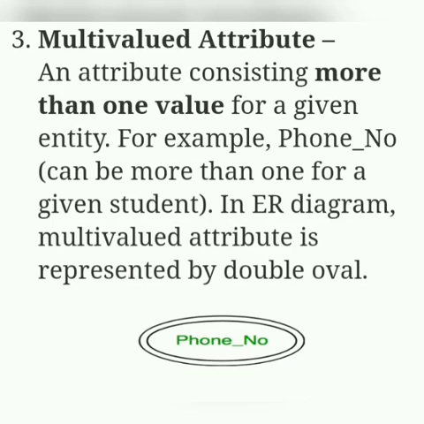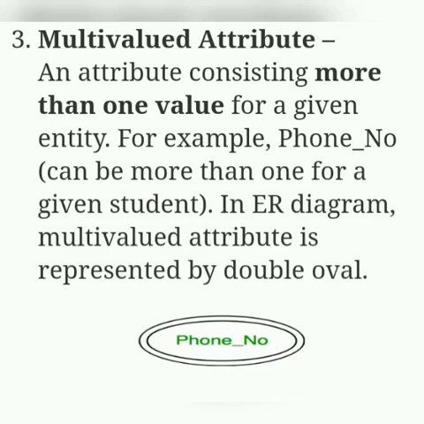Next one, multi-valued attribute. An attribute consisting of more than one value for a given entity. For example, phone number can be more than one for a given student. In ER diagram, multi-valued attribute is represented by a double oval. Here, in the multi-valued attribute, for a single attribute itself, we have more values.